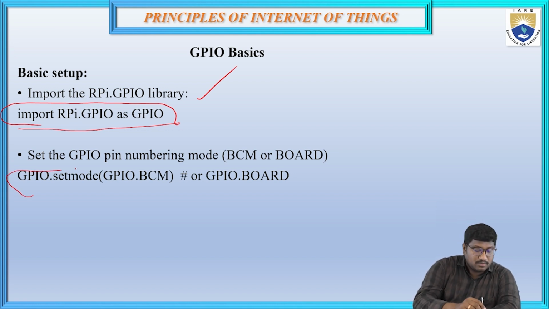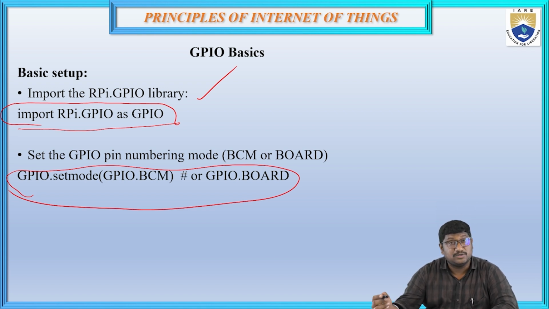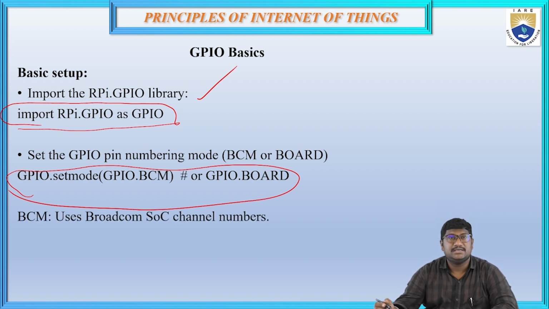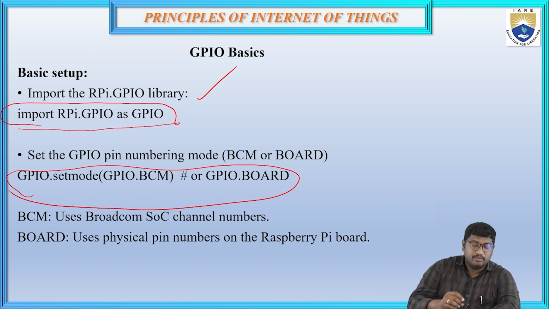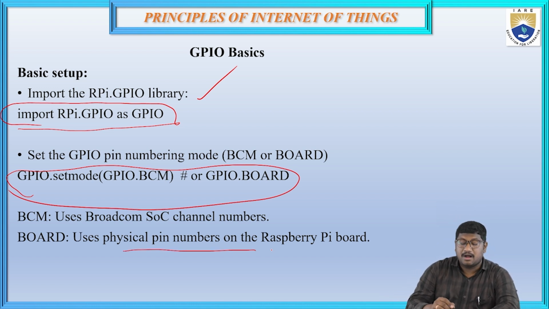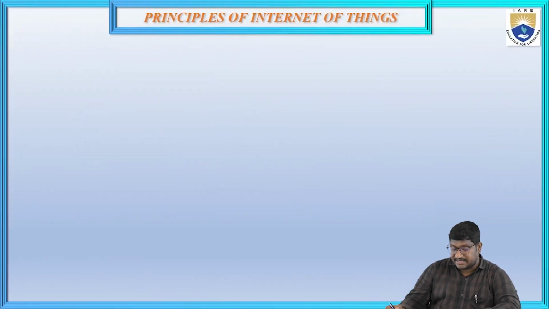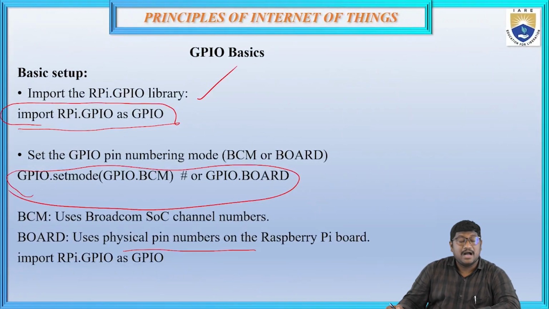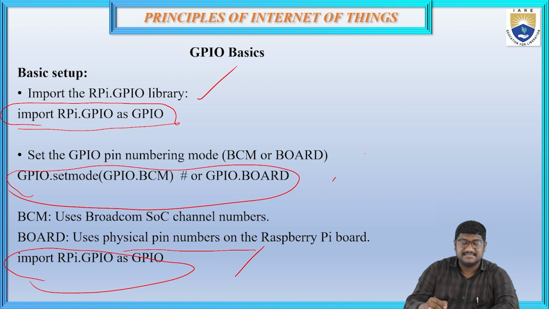This was the code which has to be utilized. GPIO.setmode(GPIO.BCM), which is used for BCM, which uses Broadcom SOC channel numbers, and for BOARD, where we are using physical pin numbers on the Raspberry Pi board. This was a sample code for importing: import RPi.GPIO as GPIO. This was the line for including the library.